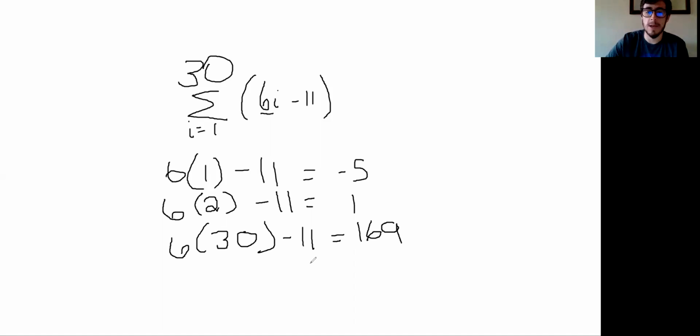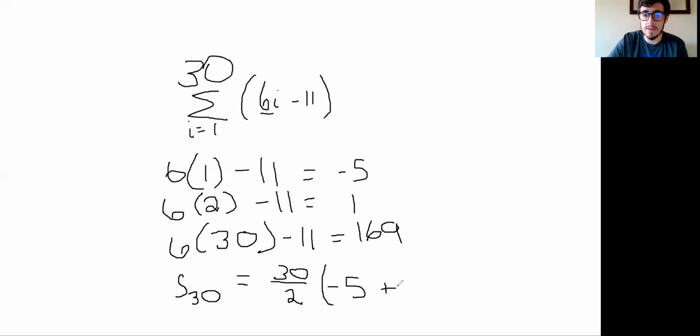So now, in order to find this summation, I'm just going to use the partial sum equation for the first 30 terms of a sequence, right? It is 30 divided by 2 times a1, which in this case is negative 5, plus an, or a30, which in this case is 169. And that, again, remember, means every pair of numbers in this sequence is going to add up to 164, because that's what 169 plus negative 5 is.